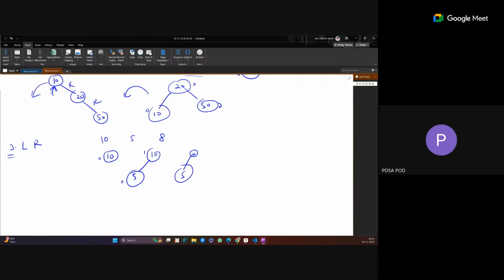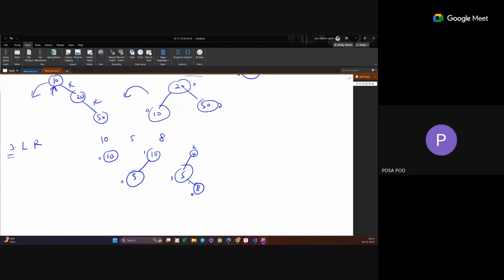So 8 is smaller than 10, move to left. Now greater than 5, so move to right. So this should become right. Now the balance factor for this is 0, this is 1, and for 10 this becomes 2. Here the left subtree height is 2, the right subtree height is 0, so 2 minus 0 is 2. So again we got an unbalanced tree.